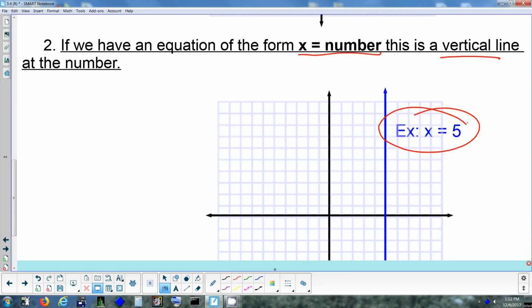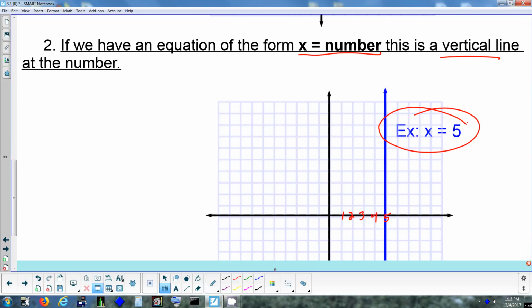Right, and there's the case where it's at 5. How do you know it's at 5? Just count. 1, 2, 3, 4, 5. It's a vertical line at 5. Another way that you can think about it is this: you can graph this number. When it's a special case, graph this number, whatever it is, on this axis, on the x-axis.